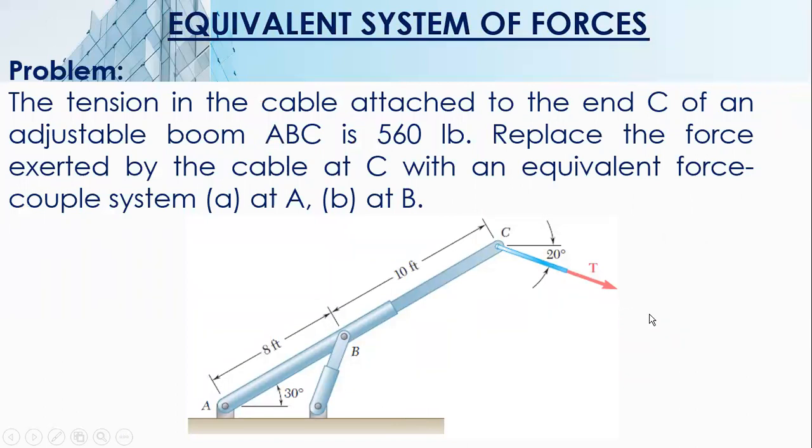Another problem. The tension in the cable attached to the end C of an adjustable boom EBC is 560 pounds. Replace the force exerted by the cable at C with an equivalent force couple system at A and B. Okay. So equivalent force couple system, same as our resolution of a force. If you want to transfer a force, it will become a force and you add a moment. So we will make an equivalent force couple system at A. We're going to transfer this force to A and then determine the moment. And also at B, transfer it to B, the force stays at B, and we get the moment of this force about B.